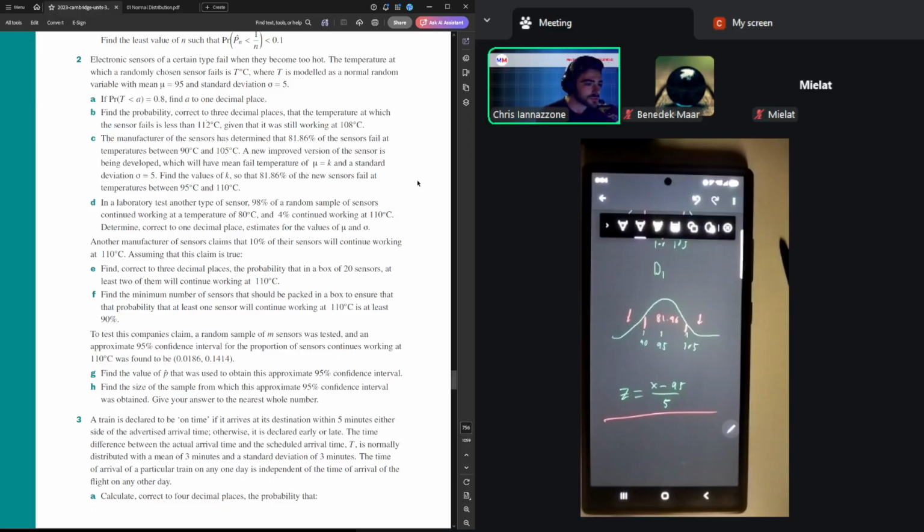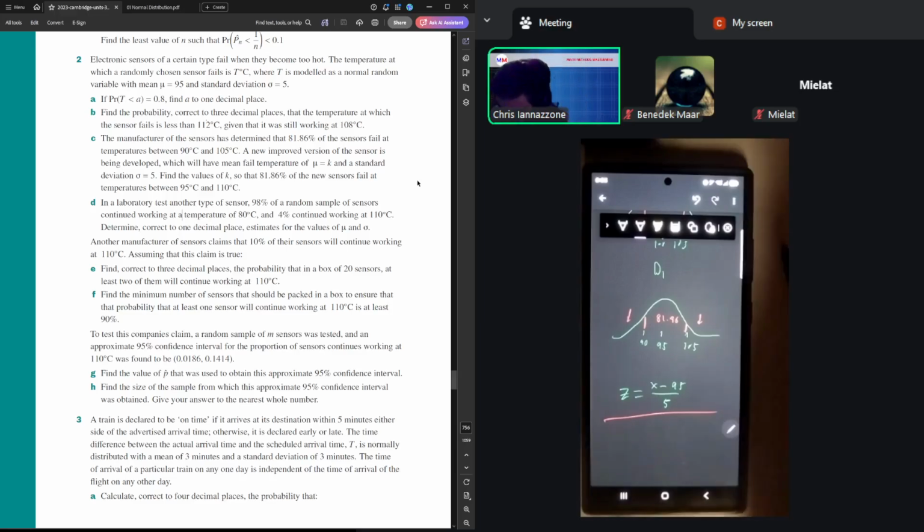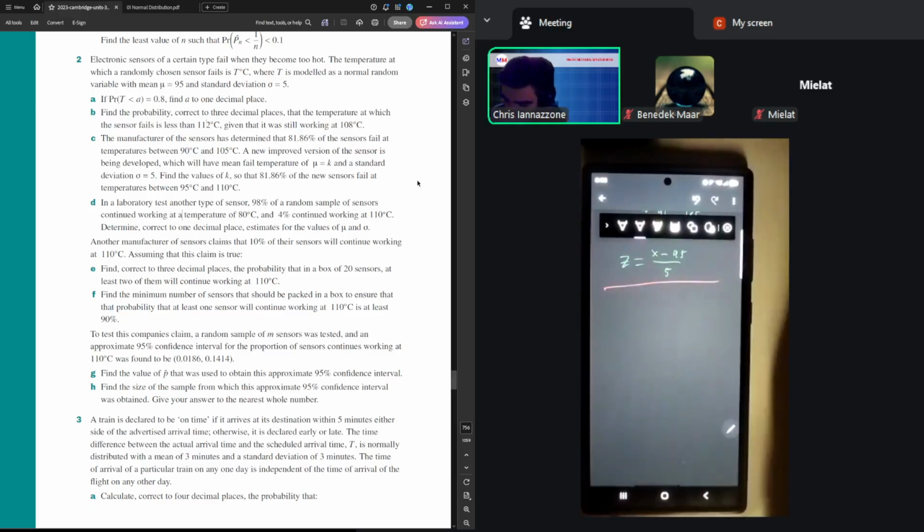98% of a random sample of sensors. We don't know how big this random sample is, so we can't really call this sampling an estimation because we kind of need our N and P's. We can get a P, in fact they're just given to us, but we don't actually have an N, which means we're still working within normal distribution.